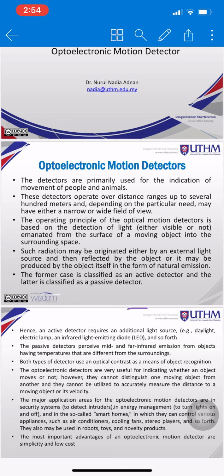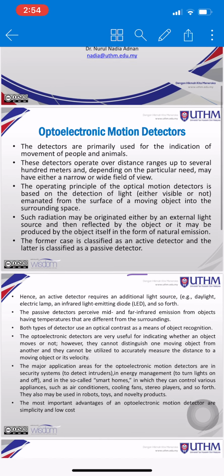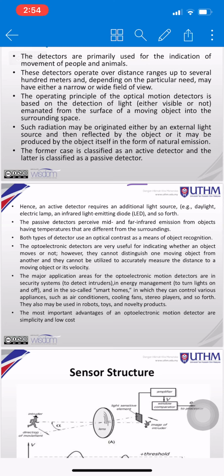Alright, so the major applications, as I told before, are in our house and in the shopping complex. Another example is switching: when there are no people inside a room, we can turn off the light, and turn on the light when people enter the room. So there are a lot of applications of motion detectors. People like to use this detector because it is very simple and low cost.